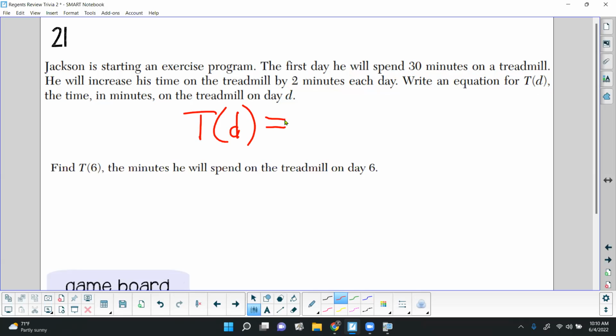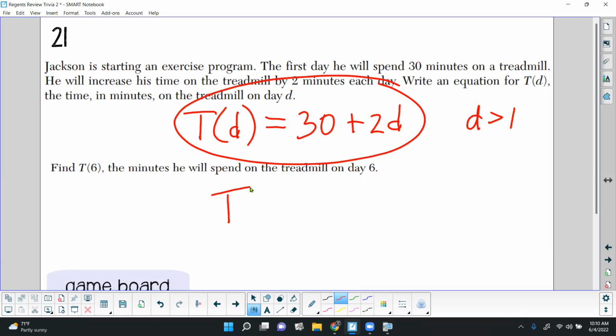So it's 30 minutes on day 1. And then every day after that, you have an additional 2 minutes, right? So it's 30 minutes on day 1 plus an additional 2 minutes per day, as long as D is greater than 1, because on the first day it's 30. So your equation had to look exactly like this. If you have this, you would lose a point because they specifically stated that they wanted it in function notation. So just note to self, okay? You don't want to lose points for things you understand.